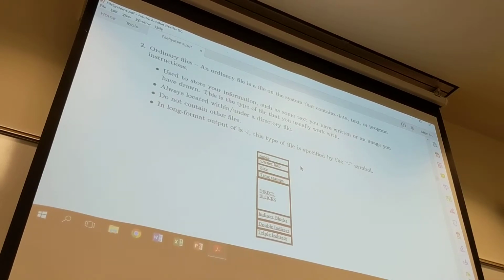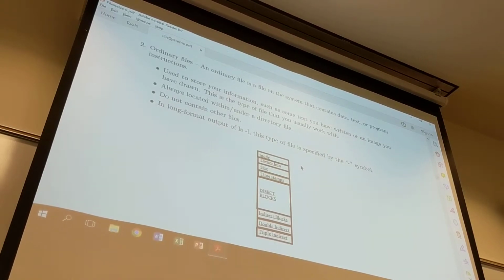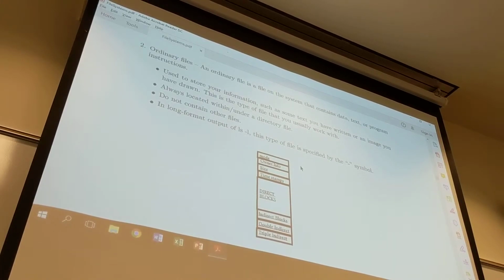It's really, really cool. Then we have 3 timestamps. These timestamps are important, but at the same time they're problematic. The 3 timestamps are when it was created, the last time it was modified, and the last time it was accessed.